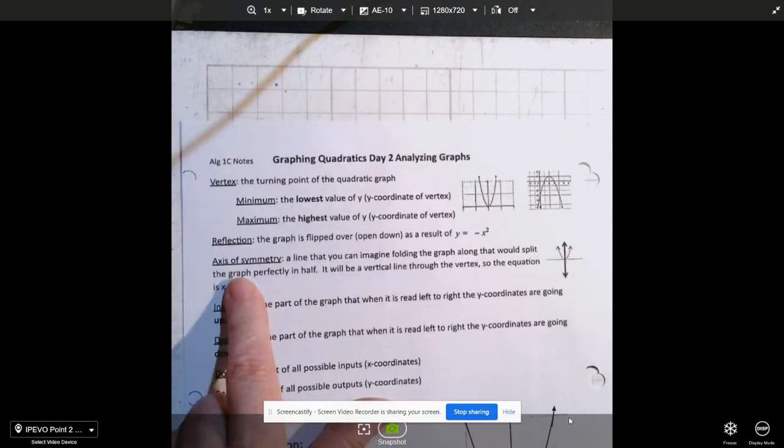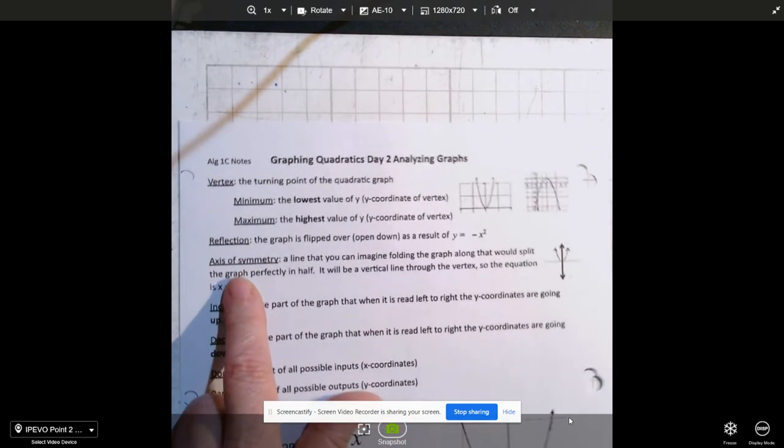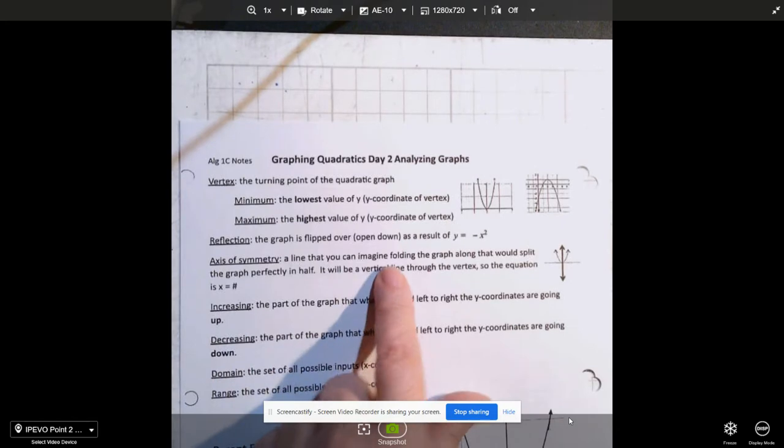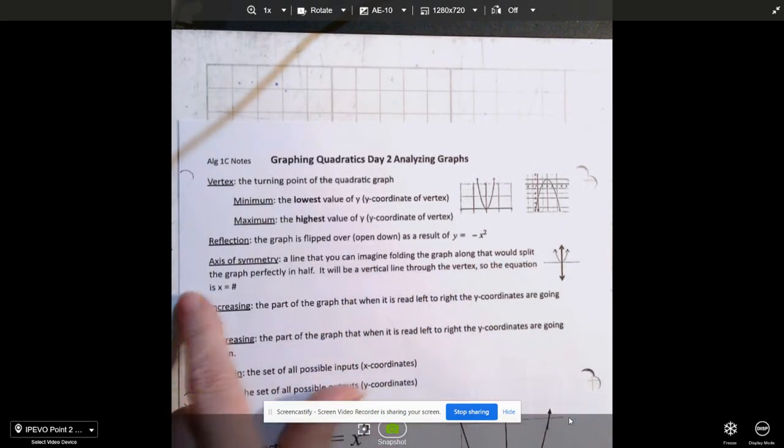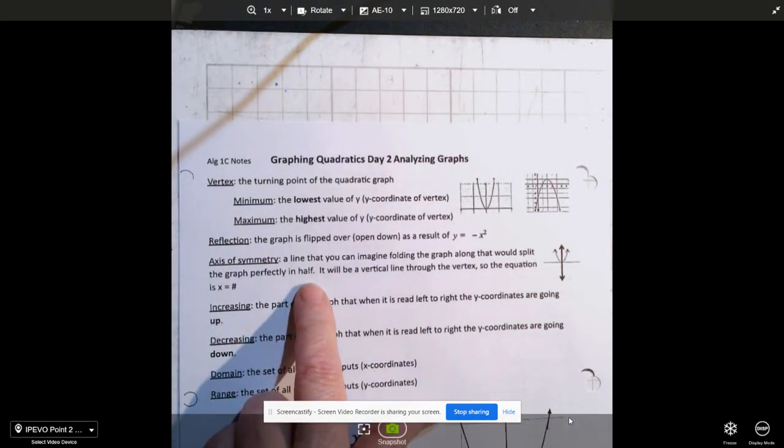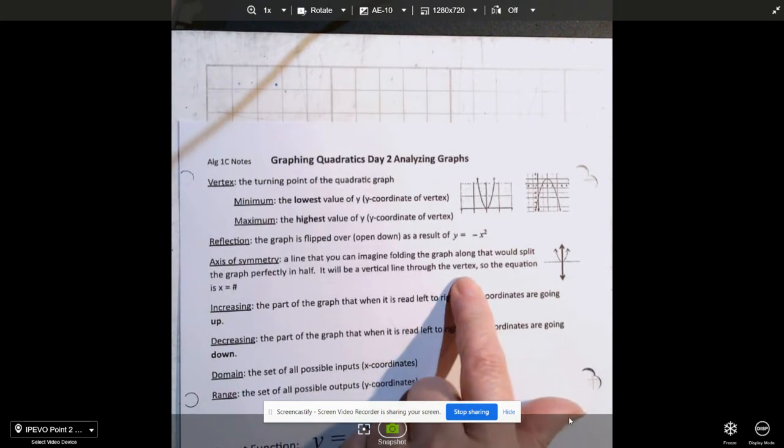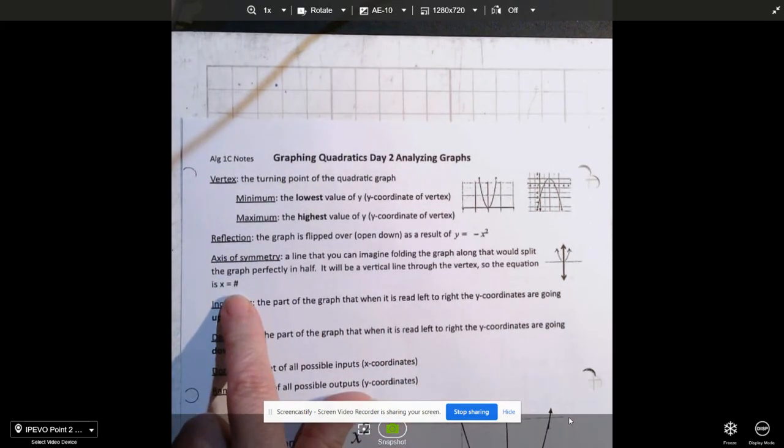The axis of symmetry we mentioned already. The axis of symmetry is a line that you can imagine folding the graph along that would split the graph perfectly in half. It will be a vertical line through the vertex, so the equation is always going to be x equals whatever the x value of that vertex is.